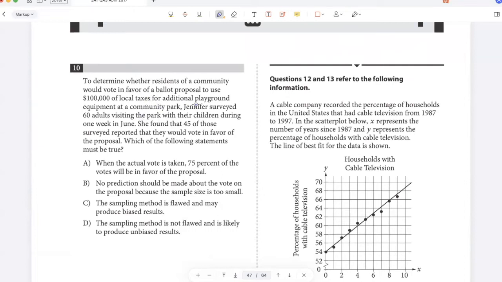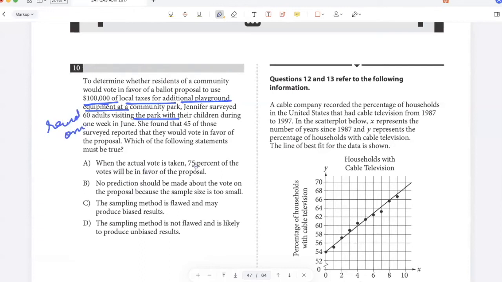Okay, so if you're looking at $100,000 of taxes for additional playground equipment, then you can't just survey people in the park, right? Because obviously, overwhelmingly, they will support this because they are the kind of people who do go to parks and who would support additional playground equipment. So this is not a random sample, right? You need to have a random sample.